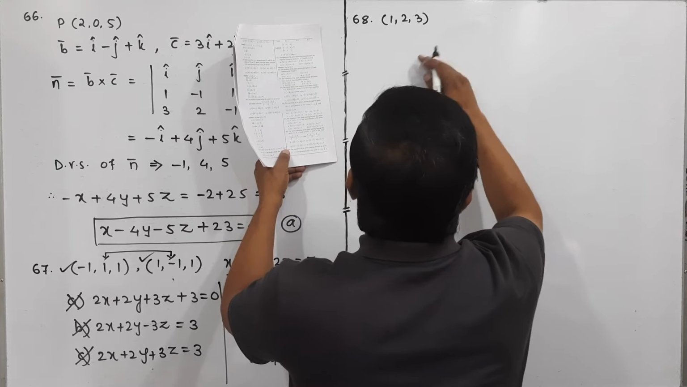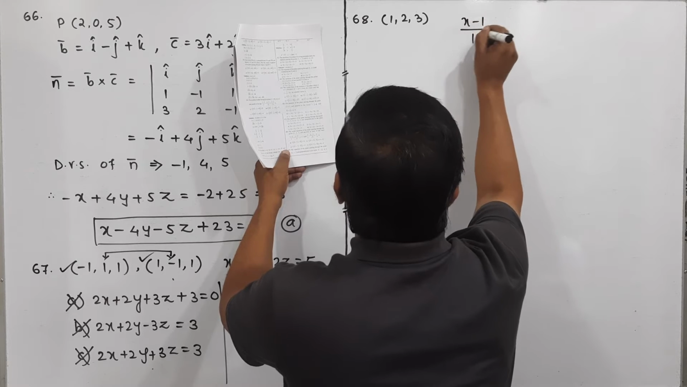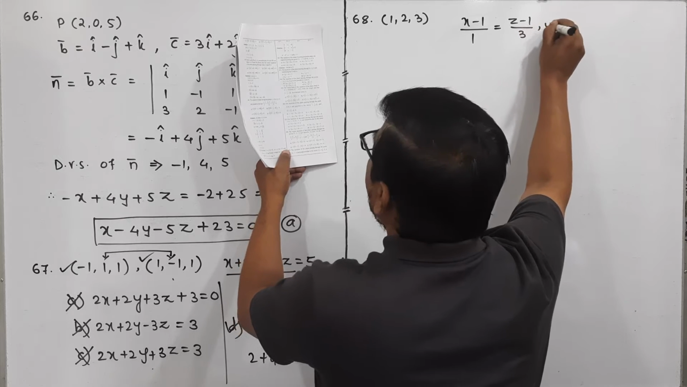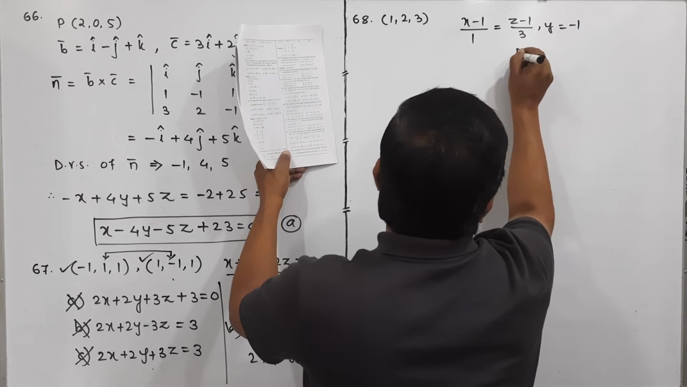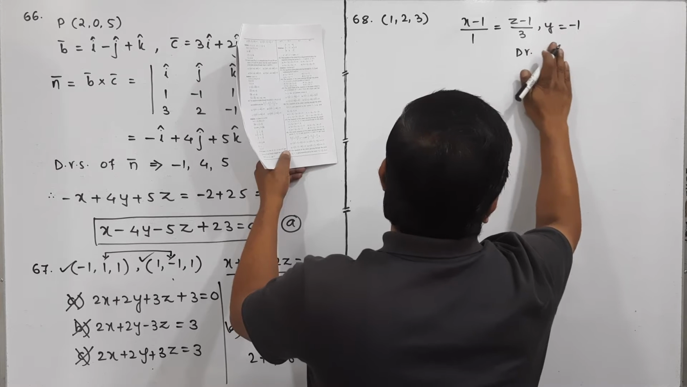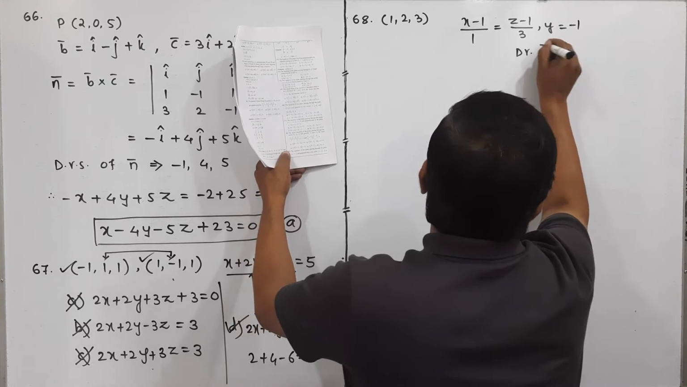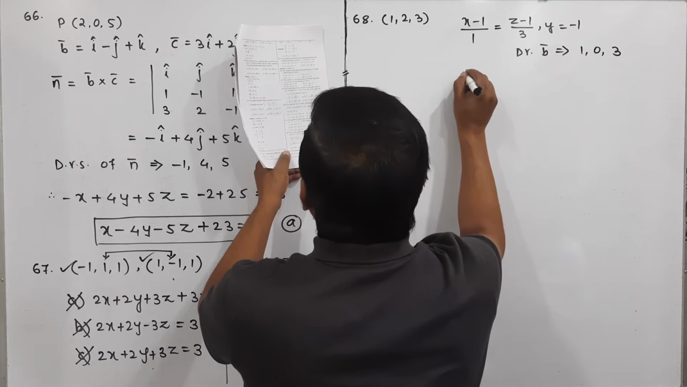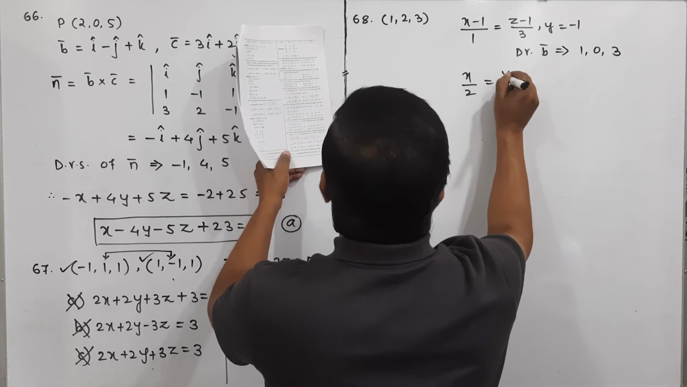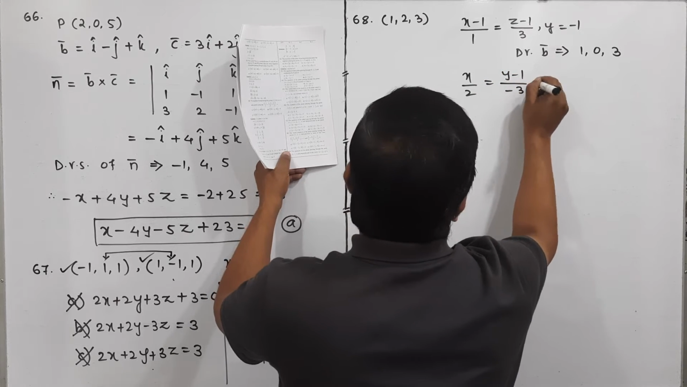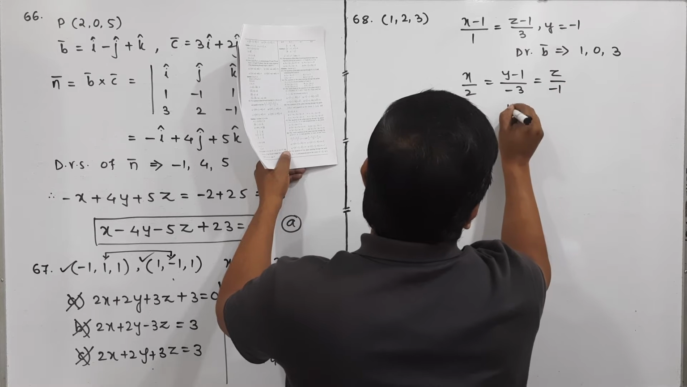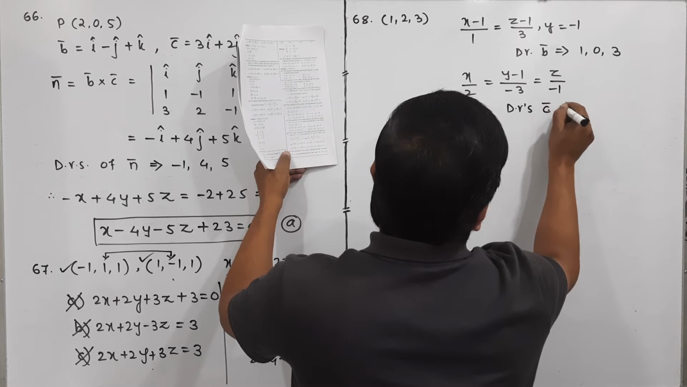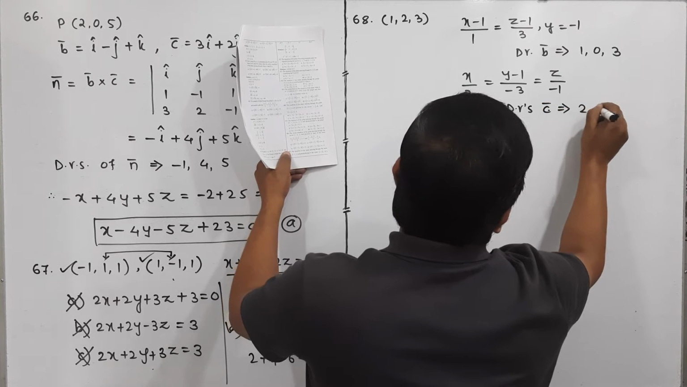The equation is given as (x minus 1)/1 = (z minus 1)/3, y = minus 1, which means the direction ratios of the n1 vector, or b vector, are nothing but 1, 0, 3. Another line is x/2 = (y minus 1)/(minus 3) = z/(minus 1). Therefore its direction ratios, of the c vector we can write, are nothing but 2, minus 3, minus 1.